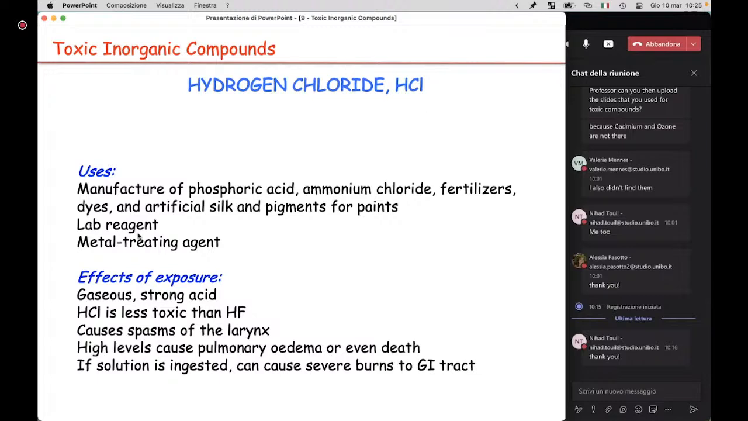Of course, hydrogen chloride can be dissolved in water. You produce a hydrogen chloride solution, and this solution is again toxic, especially if it is ingested, but also by contact with the skin, for example. Both acids, being strong acids, can cause burns on the skin and on the eyes upon contact.